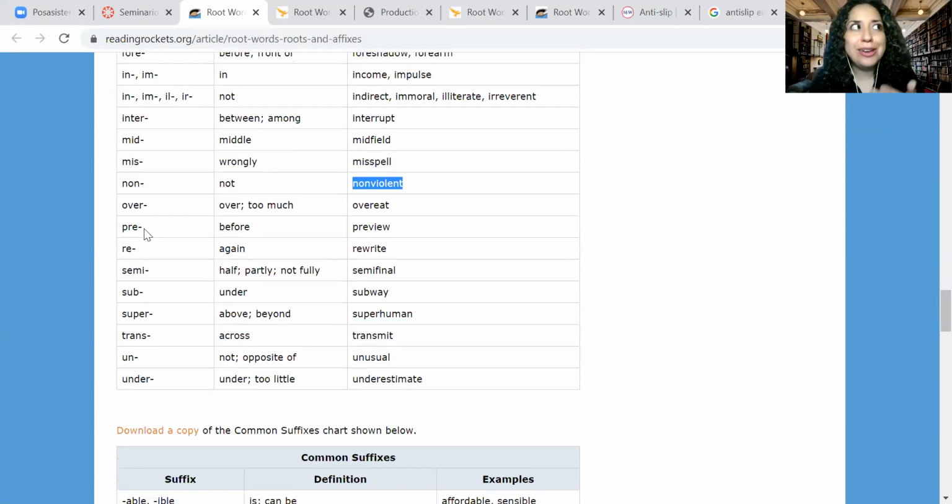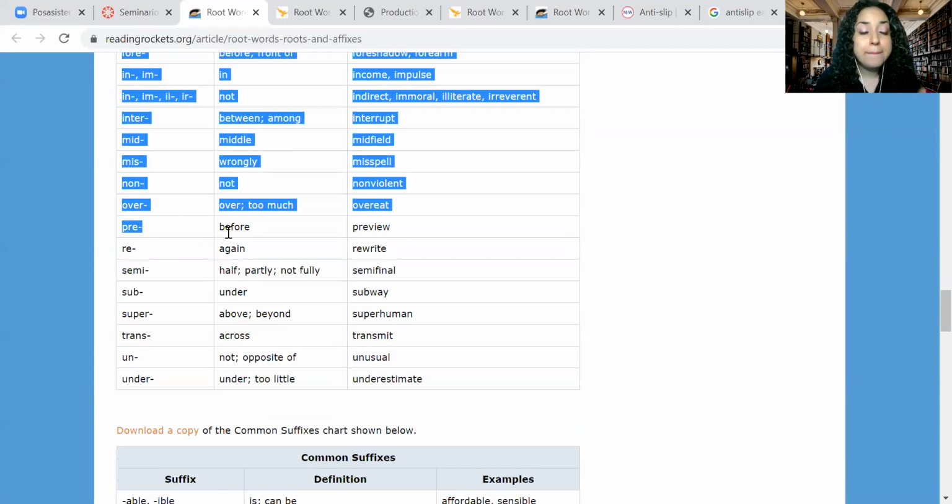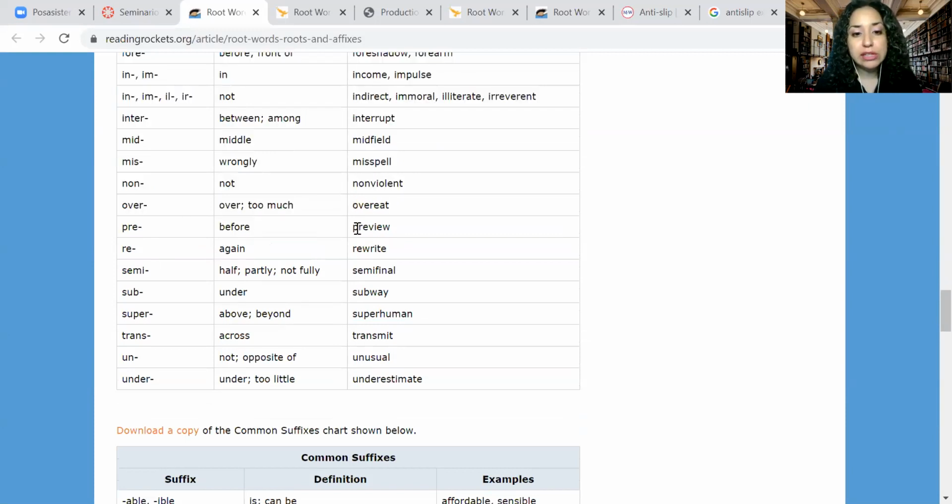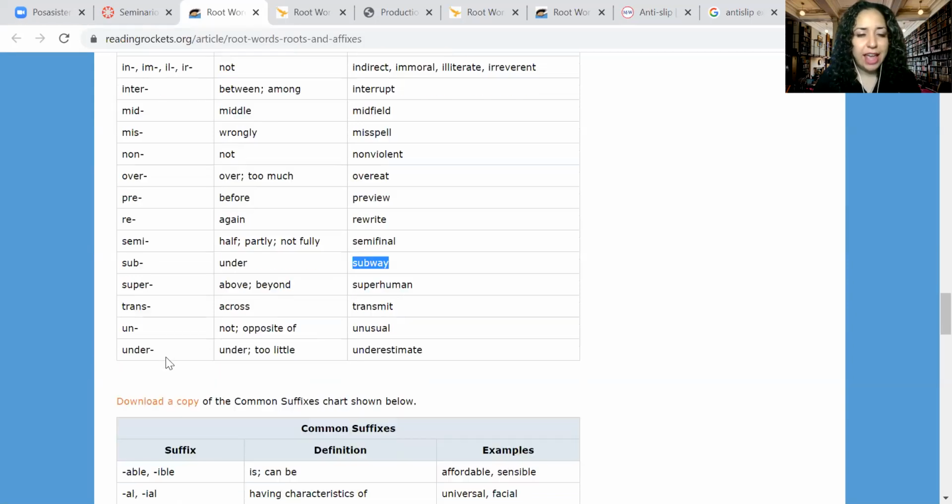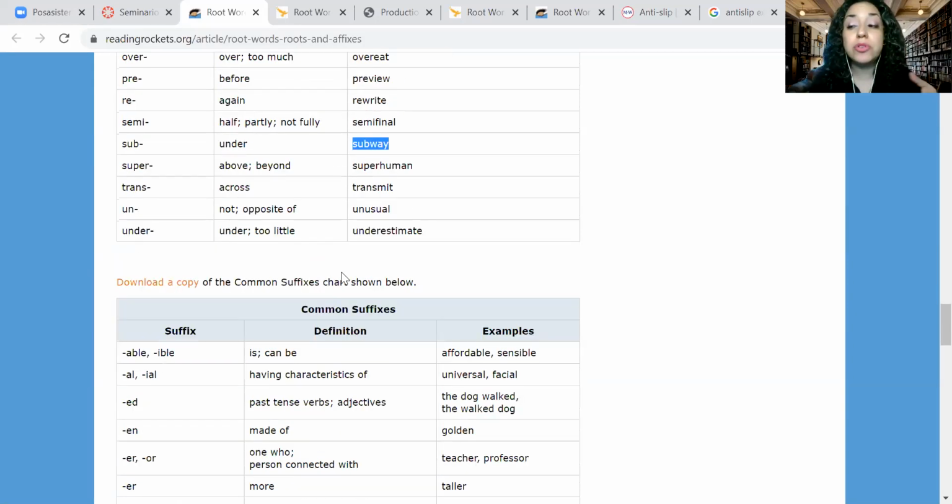Like the prefix pre, which means before, preview as an example. Sub means under, like the example subway. And so on. So you are going to have time to go through all of this and read them. You also have to use them in your poster. So your poster is required to have words from the vocabulary of manufacturing, and also the use of words with these prefixes, suffixes, and roots that are on these lists that I'm showing you now.